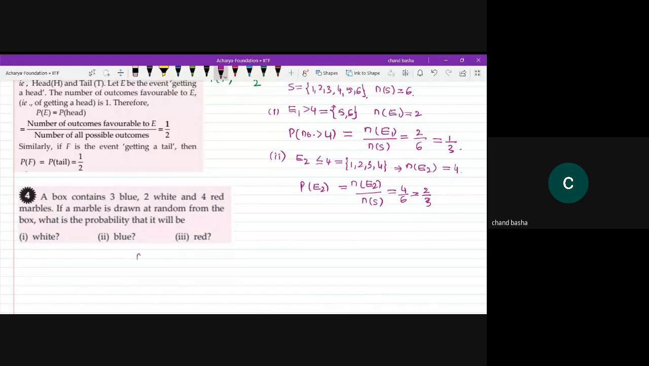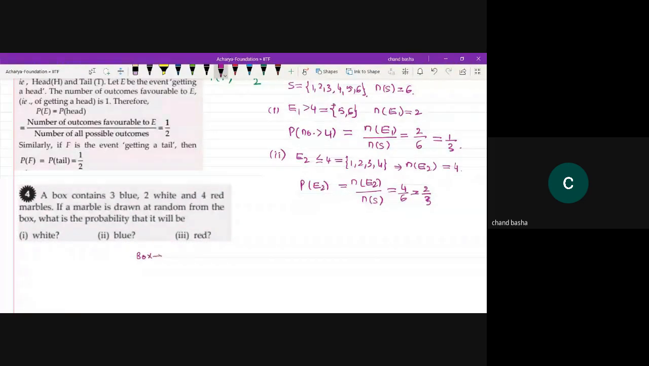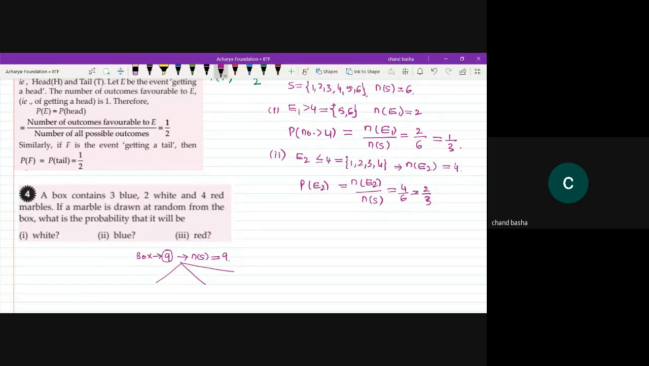A box contains a total number of marbles of 9, as you said. This is the sample space. N of S is equal to 9, which we have distributed as 3 parts. First one is 3 blue marbles. Next, 2 white marbles. Next, 4 red marbles.